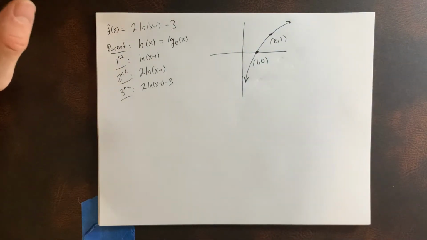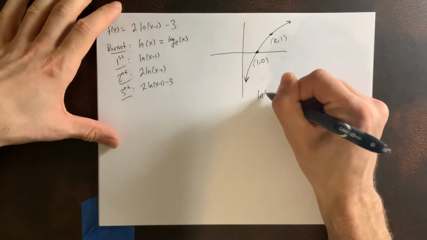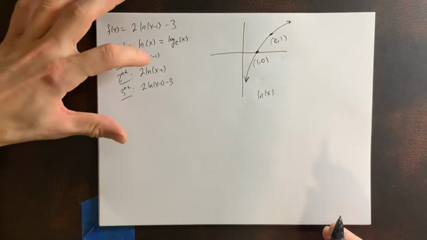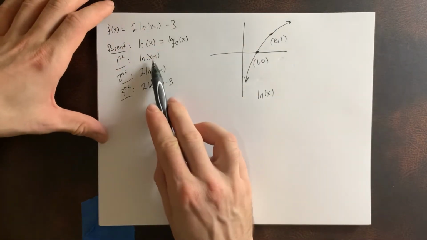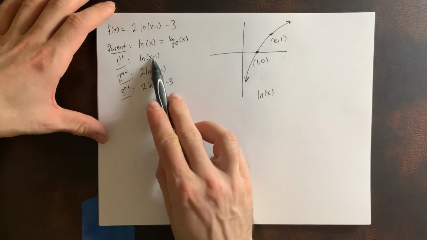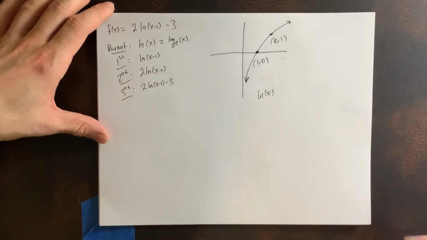Okay, so that's good. Here's natural log of x. So now let's move on to the natural log of x minus 1. Well, remember, this minus 1 is directly attached to the x, so it means we're going to move everything over to the right 1 unit.